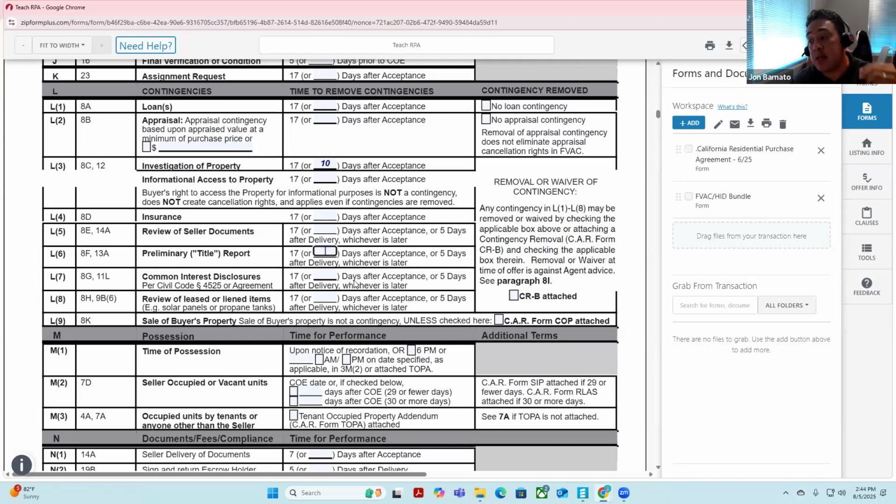So, preliminary title report. Now this is delivery or 5 days after delivery, whichever is later. So please note, review of seller disclosures is 17 days or 5 days after delivery, whichever is later. So if they deliver late, you can do that. But just so you know, if you deliver the seller disclosure really late, they're given 5 days after delivery. And the reason for this, I'm going to tell you right now.